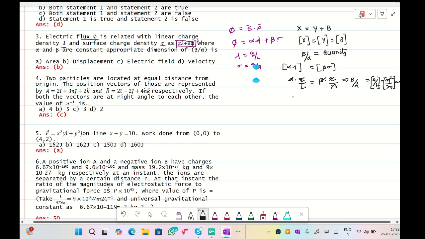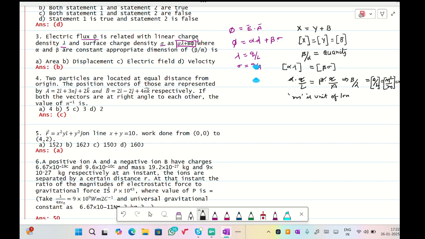So the quantity represents meter, the unit of length. That means displacement is the answer. You understand this. Here I have taken a direct question. Tomorrow they can ask for the flux dimension in the same model, or otherwise a flux-related question like that. I'll explain the flux dimension also.